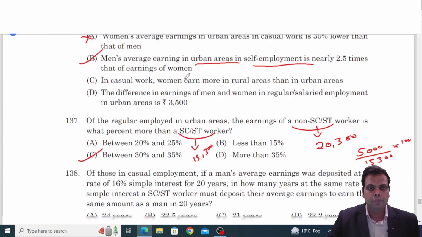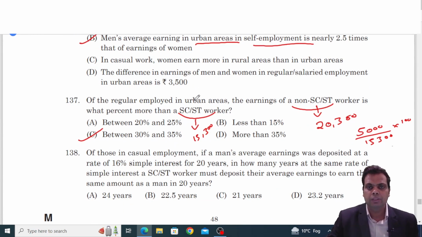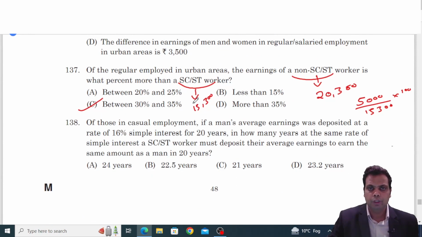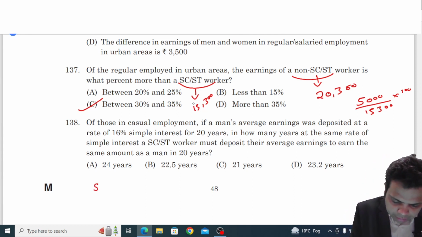Now, of those in casual employment, if a man's average earning was deposited at the rate of 16% simple interest for 20 years, for how many years at the same rate of interest must an SC/ST worker deposit their average earning to earn the same amount as a man in 20 years? Further you can see in the given data that it shows 16%. Again we know that SI is equal to PRT by 100.